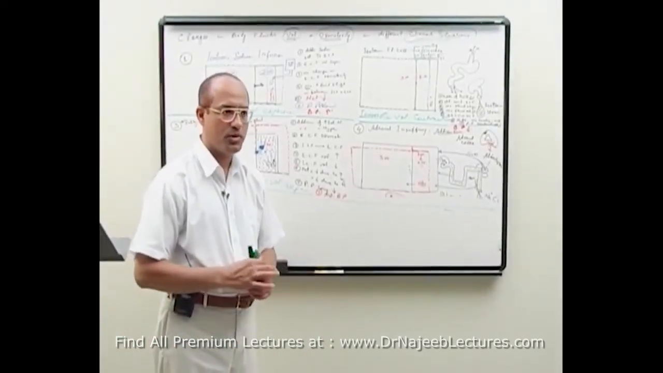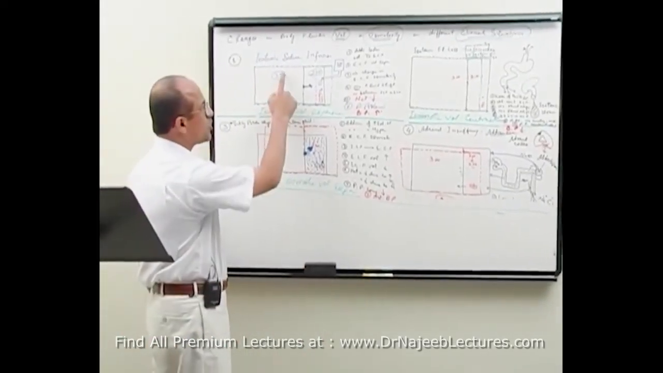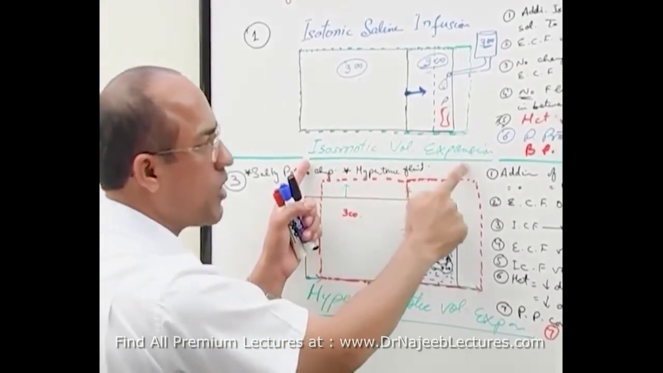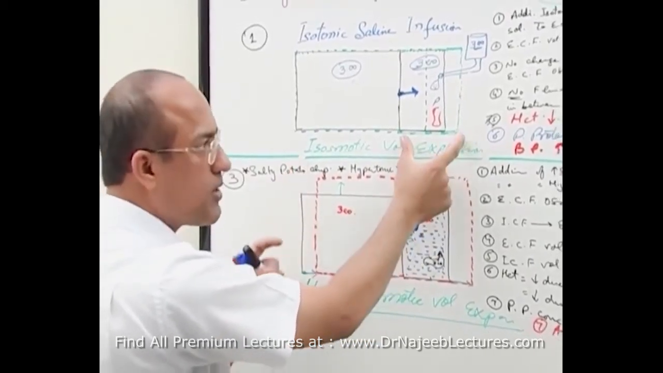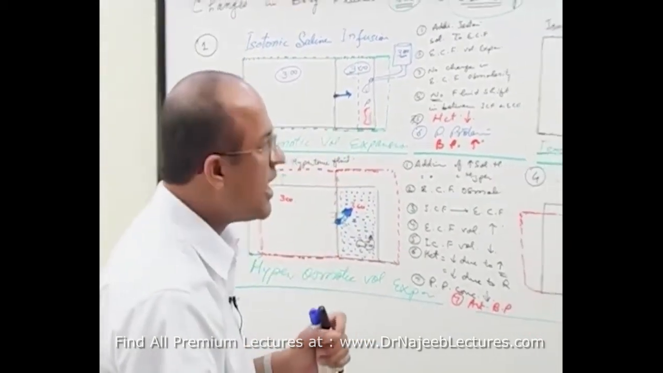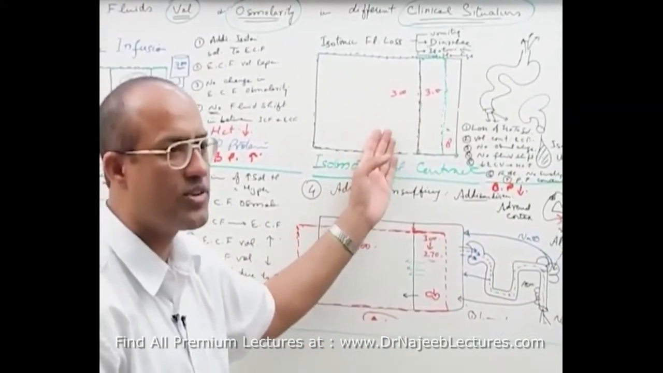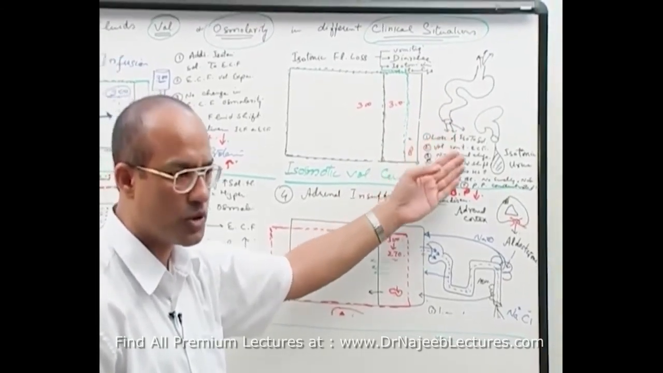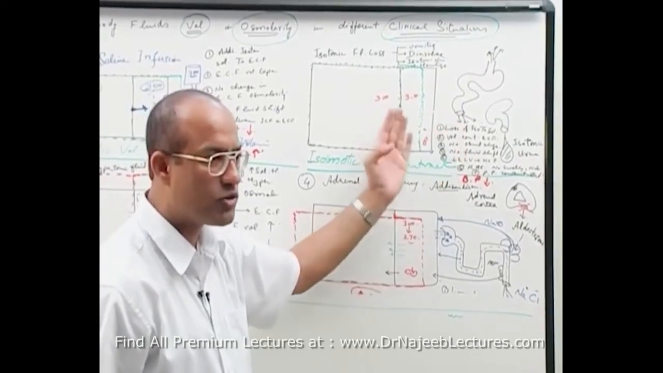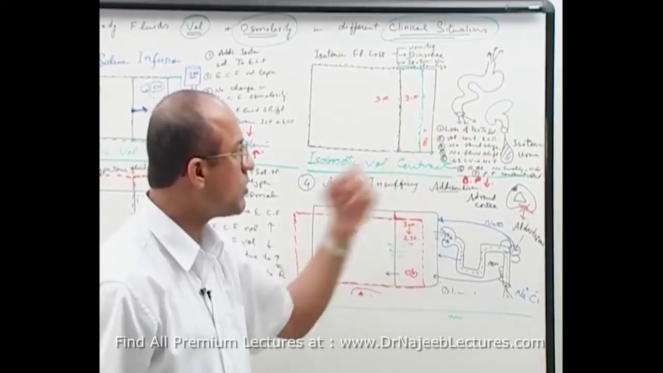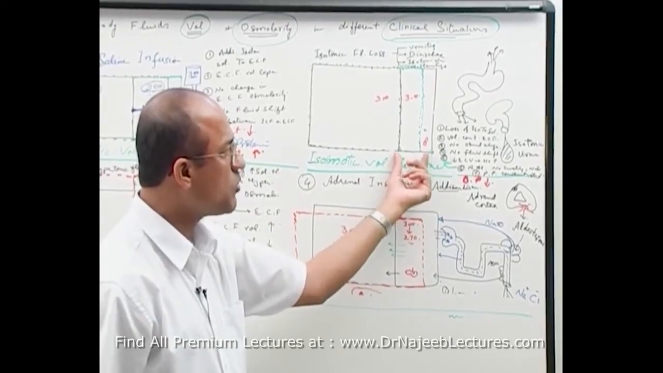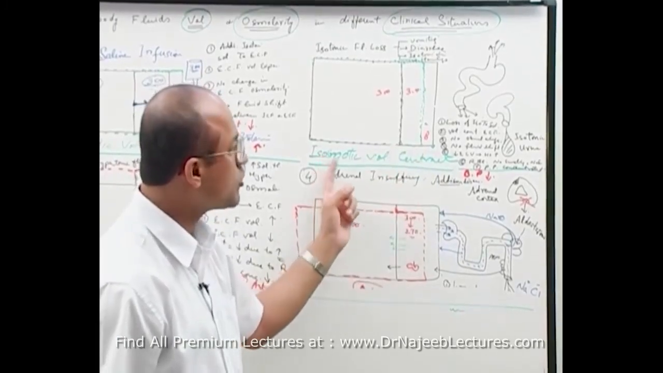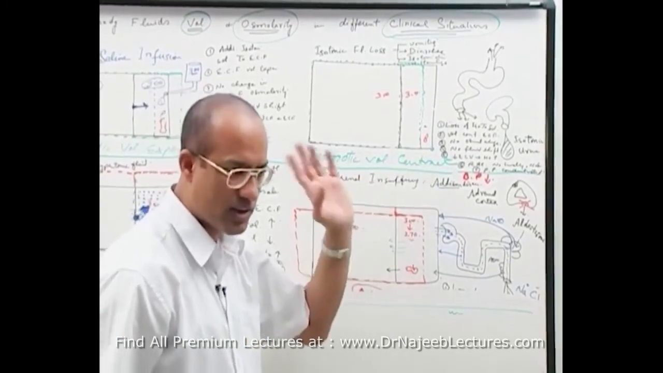So what we have learned up to now is that when isotonic solutions are added to the body fluids, there is isosmotic volume expansion, the volume expansion without any change in osmolarity. And when isosmotic fluids are removed from the body, like vomiting, diarrhea, isotonic urine formation or hemorrhage, when isotonic fluids are lost from the body, extracellular fluid volume contracts, but without any change in osmolarity. And this is called isosmotic volume contraction.